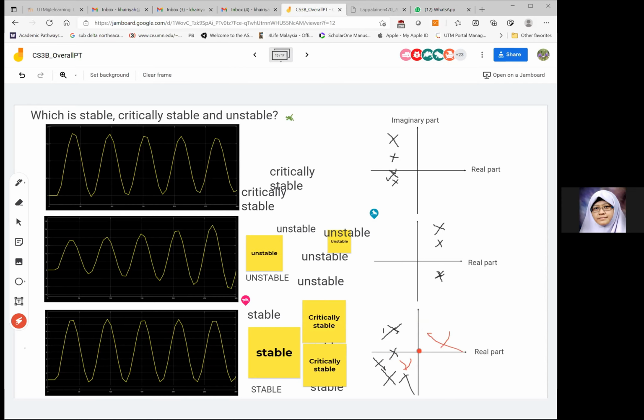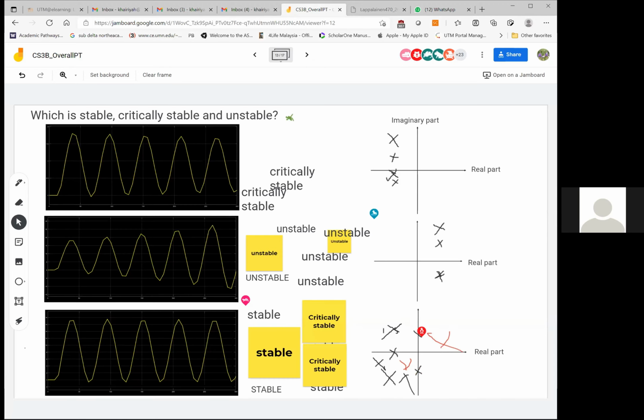Now, the moment it increases a little bit, it will become unstable. Okay, the moment you make it a little bit smaller, then it becomes stable. Very much like this. Okay, do you understand? Okay, now you have the laser also. Okay, faham tak ni? Do you understand?